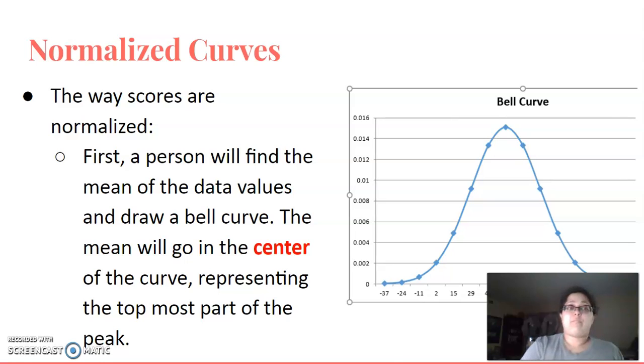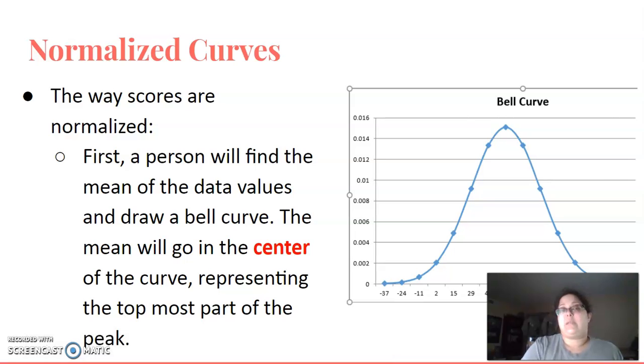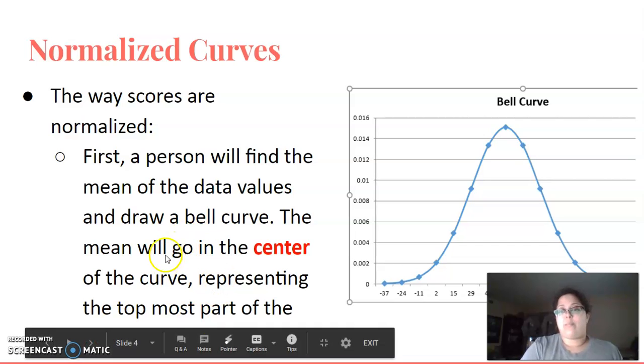So how do we normalize curves? First, a person's going to find a mean, okay? We've already talked about how to find the average, how to find the mean. You add up all of the data points, and you divide by the number of data points there are. Pretty simple, right? Then you just draw a bell curve. It looks like this, group, okay?